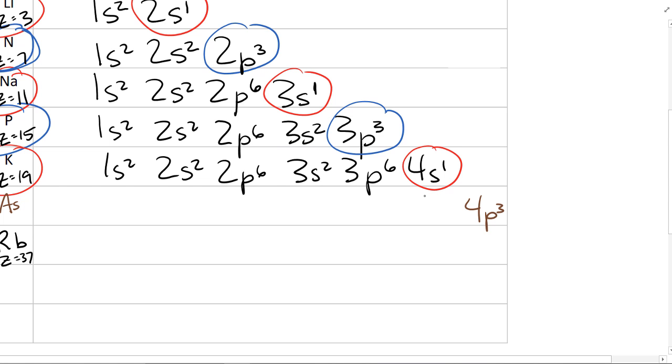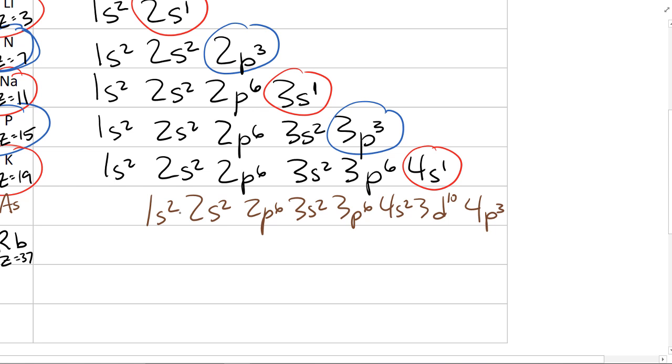4P3. But if we filled in what came before it, it's going to be 3D10, 4S2, 3p6, 3s2, 2p6, 2s2, and 1s2 like this. And if you don't believe me, do the math. Add up these superscripts and they will add up to be 33, which is the atomic number for arsenic.